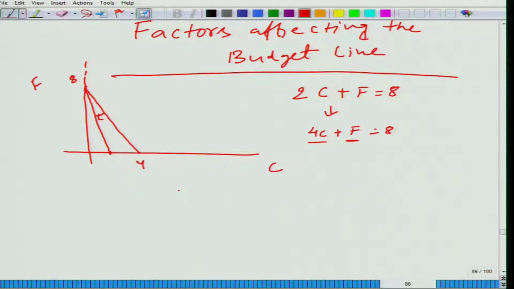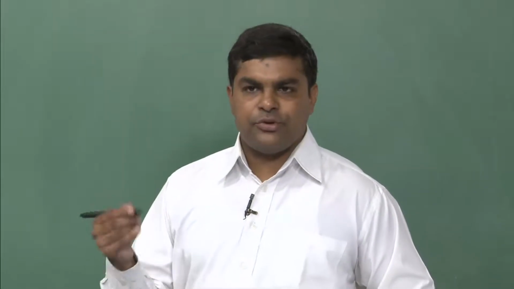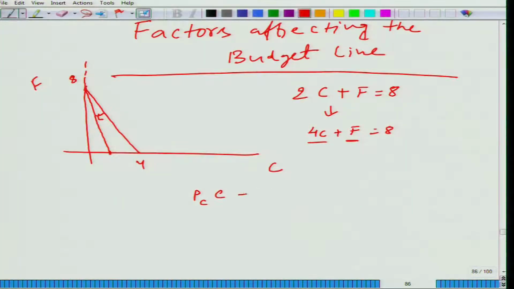Let me write it in the abstract form. The two items are C and F, and the price of C, or the time that you need to gather 1 unit of C, is P C. P C C plus P F F is equal to I. I denotes the income, P C denotes the price of coconut, either in terms of time or in terms of money, it does not matter. C is the amount of coconut, P F is the price of fish, and F is the amount of fish gathered.